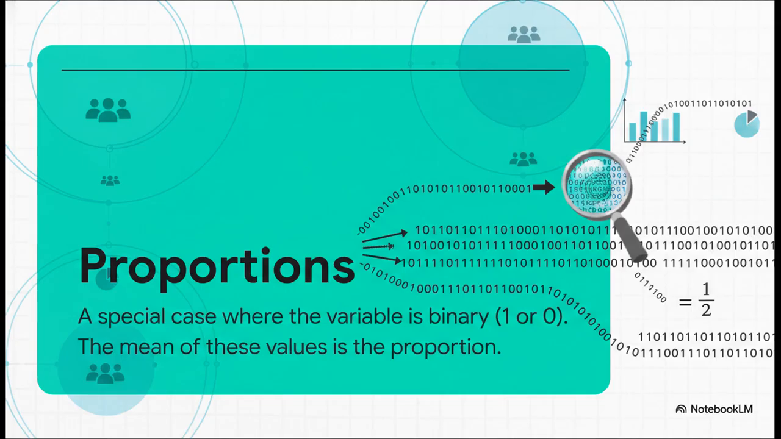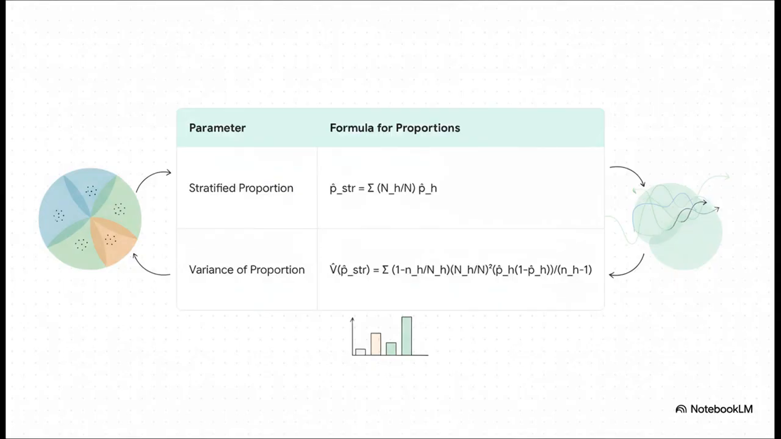And if you do that, the mean of all those 1s and 0s is, by definition, the proportion of yes answers. It's a fantastic insight because it means we can use all the formulas we just learned for means and apply them directly to proportions. We don't have to learn a whole new system. And you can see it right here. These formulas are practically twins of the ones we just mastered.